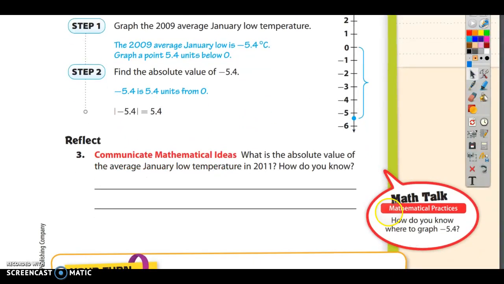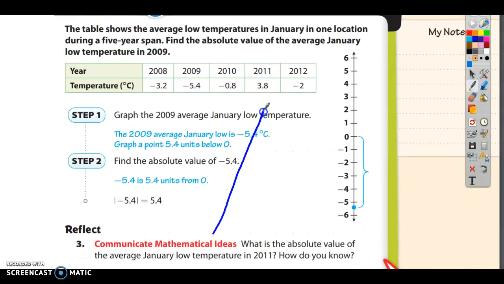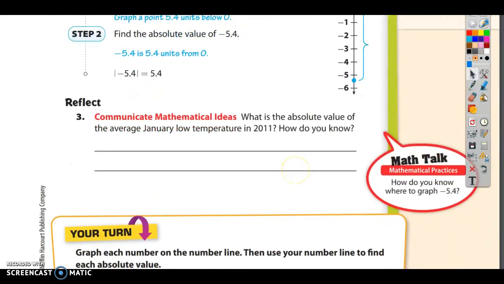Reflect, number 3. Reads, communicate mathematical ideas. What is the absolute value of the average low temperature in 2011, and how do you know? So we're going to go up to 2011. It's right here, and it's 3.8. So what I'm going to do is I'm going to think spaces. I'm going to count. To get up to 3.8, you go 1, 2, 3.8. That is 3.8 spaces. So the absolute value of 3.8 is 3.8. It is 3.8 spaces from 0. And that's going to be my answer, and I'll type it in here.